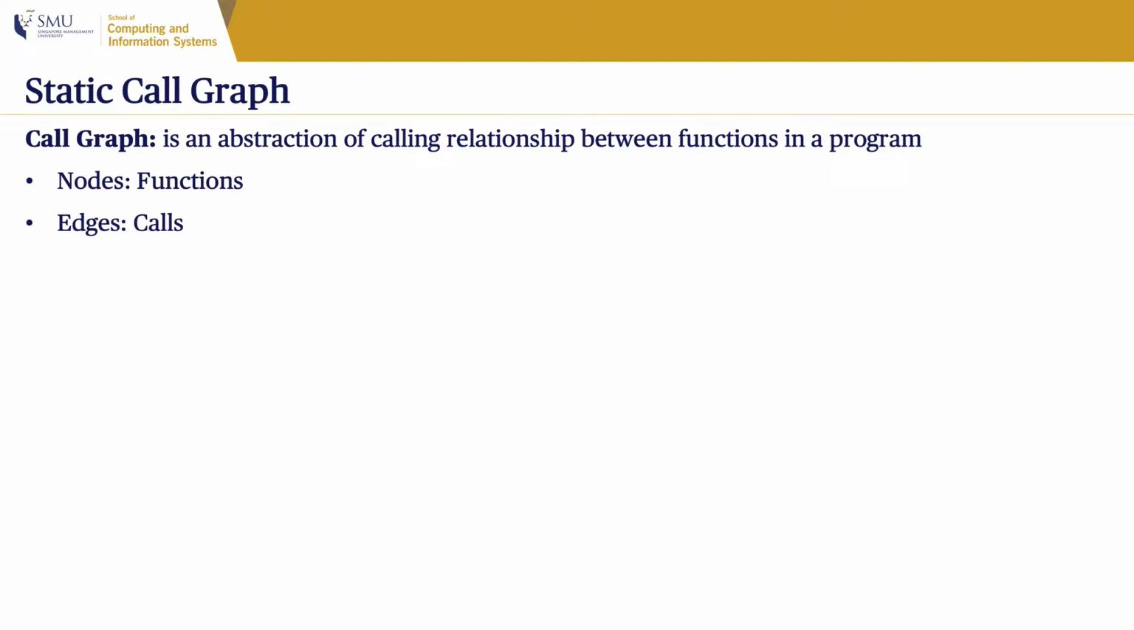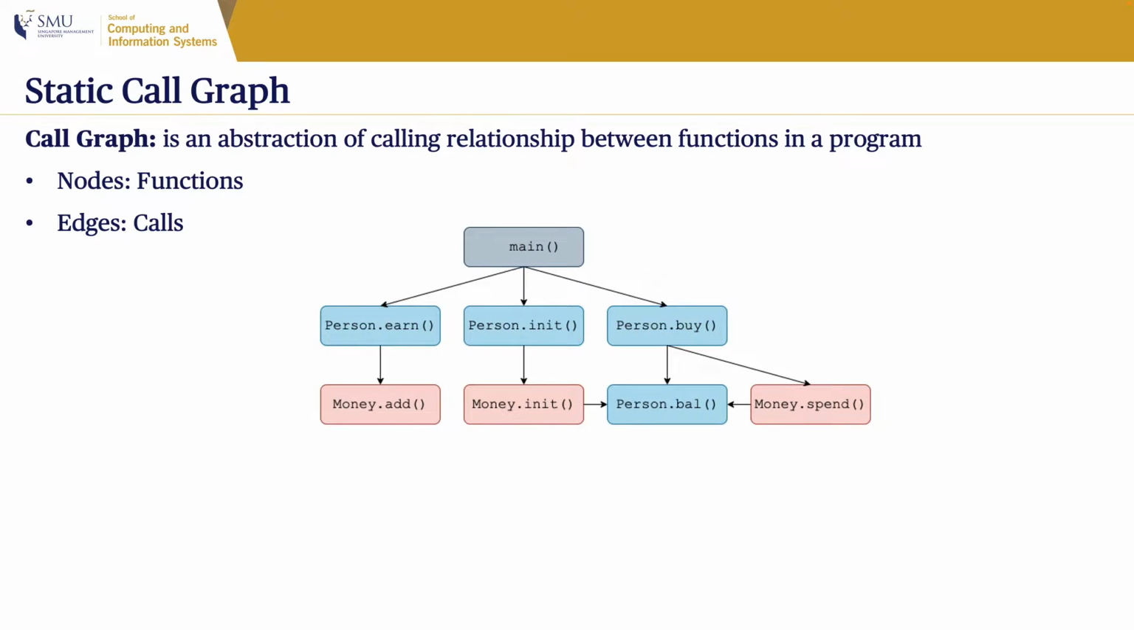To begin, let us give a brief introduction of static call graphs. A call graph is an abstraction of the calling relationships between functions in a program, in which nodes are the functions and edges represent function calls between the functions. For example, the graph in the slide represents the call graph of a program with two objects, person and money.